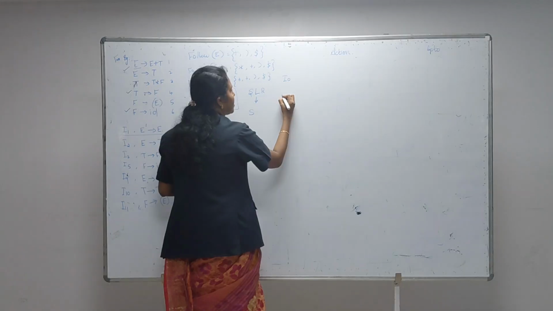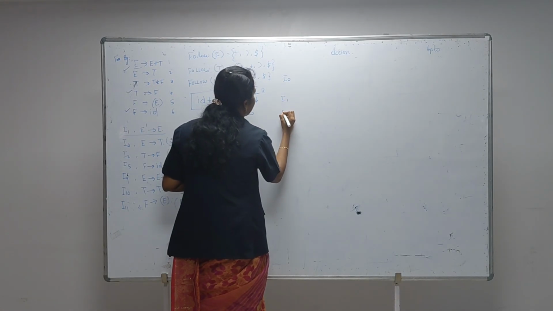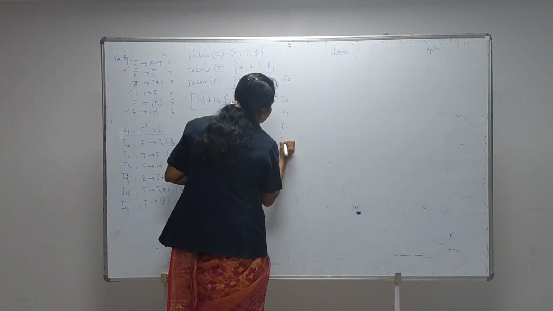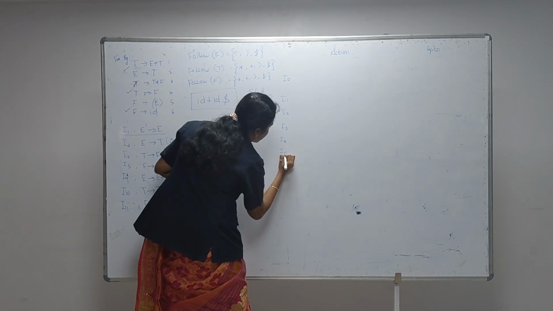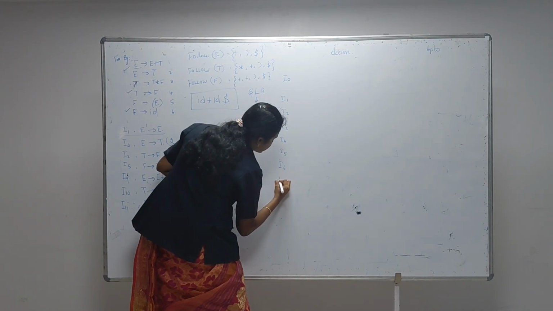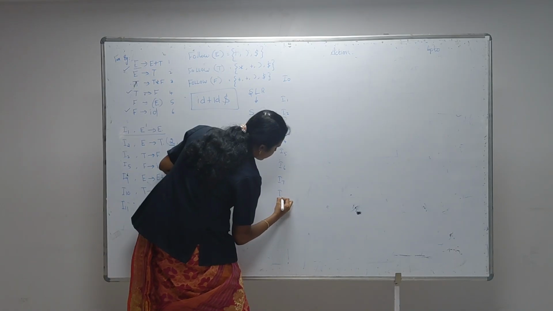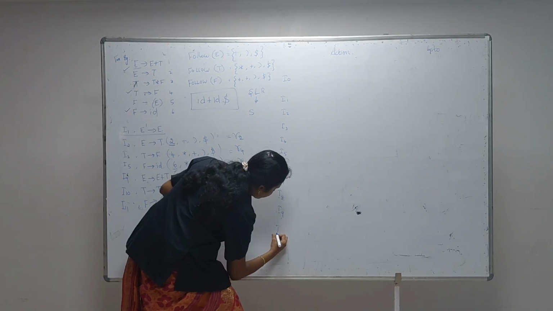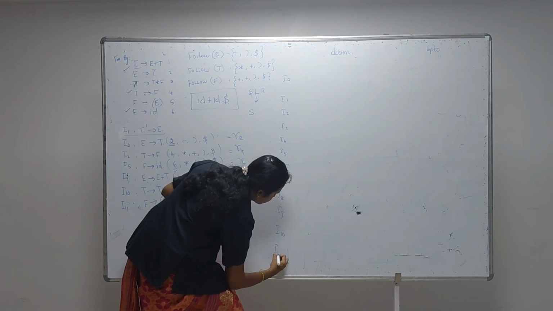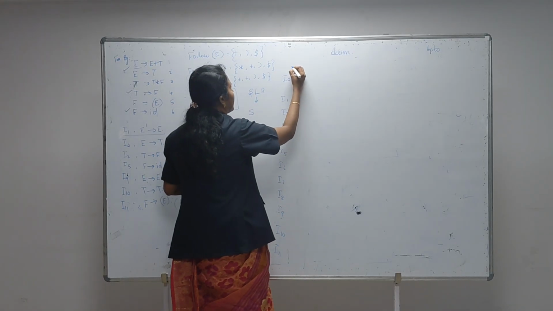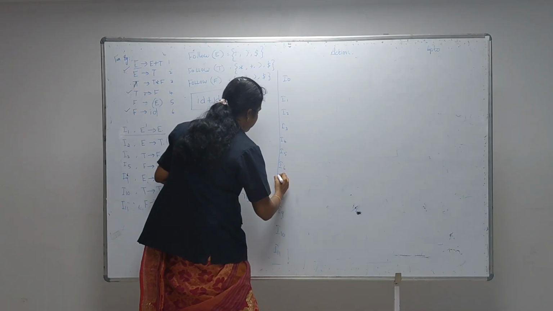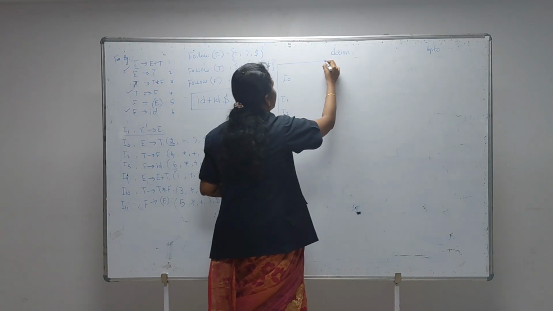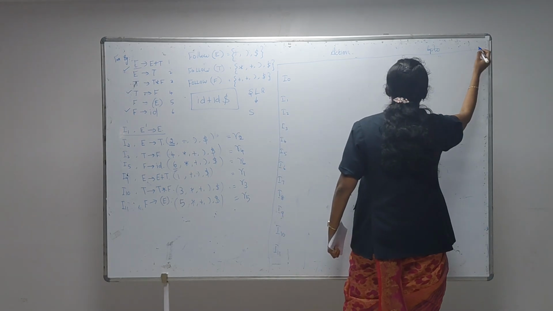That is I0, I1, I2, I3, I4, I5, I6, I7, I8, I9, I10, I11. So we will have 11 states over here. These are the states we have found out in the canonical set of items.